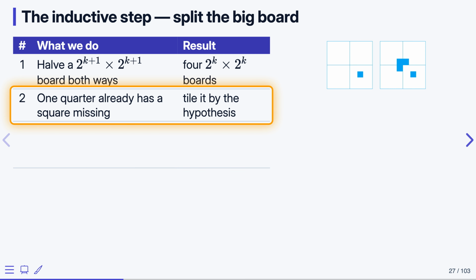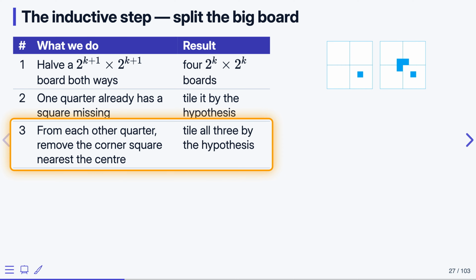Step 2. One of the 4 quarters holds the square we already removed. By our hypothesis, that quarter can be tiled. Step 3. The other 3 quarters are still complete. From each one, remove the corner square that touches the center of the big board. Now each of the 3 is a board with one square missing, so the hypothesis tiles all 3.